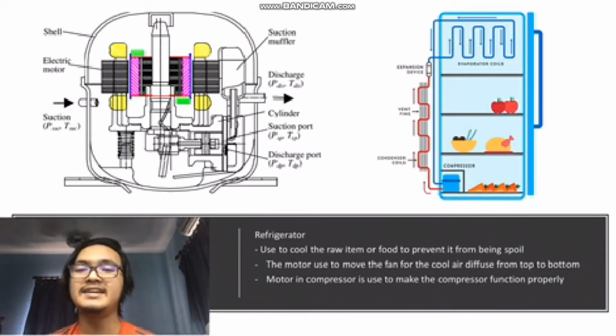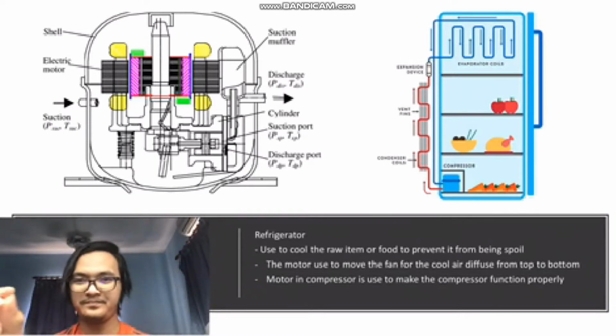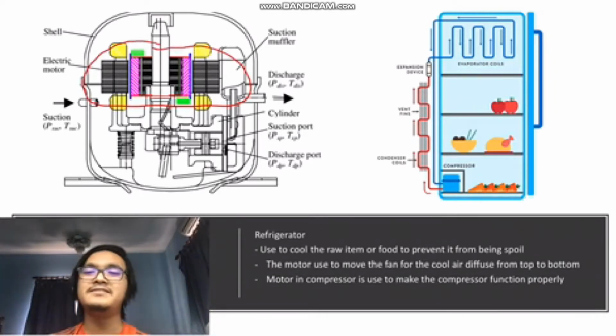This is the inside diagram of the compressor. As you can see, the compressor has a motor here, and the evaporator fan should be here.